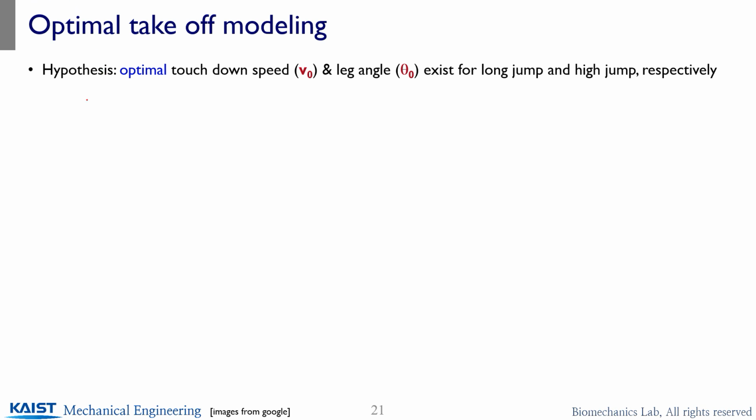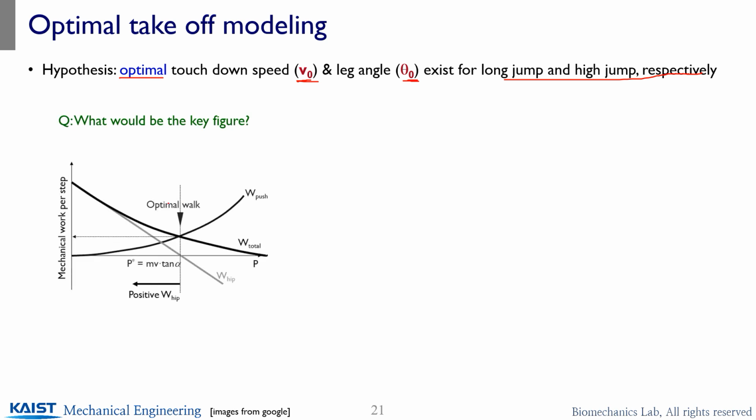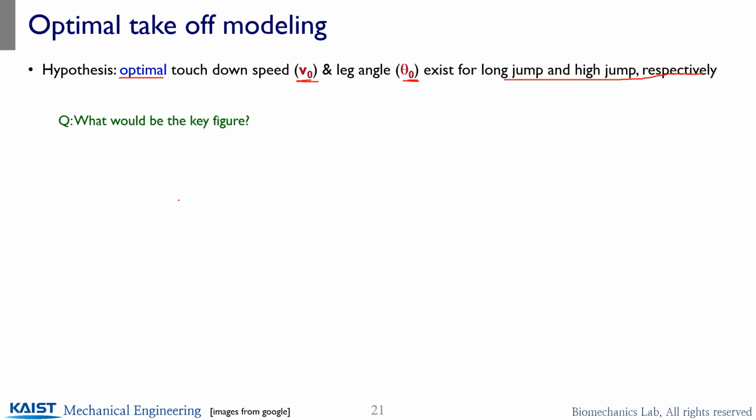Okay, so the hypothesis is that there are some best combinations of V naught and theta naught for long jump and high jump respectively. Some specific combinations of V naught and theta will give you the maximum height, and another combination will give you the maximum distance. That's the hypothesis.